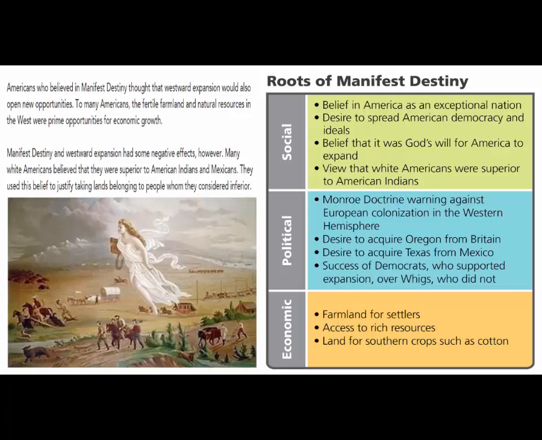So question number 3. What were some reasons why Americans believed in Manifest Destiny? They believed it would open new opportunities. They believed there would be access to fertile farmland and natural resources there that would help our country and them have economic growth. Question 4. What was the biggest negative effect of Manifest Destiny? Taking the lands of people that already lived there, for example, the American Indians and Mexicans. So this racism, this belief that our American culture and race were superior to theirs, led to us being, in essence, bullies.